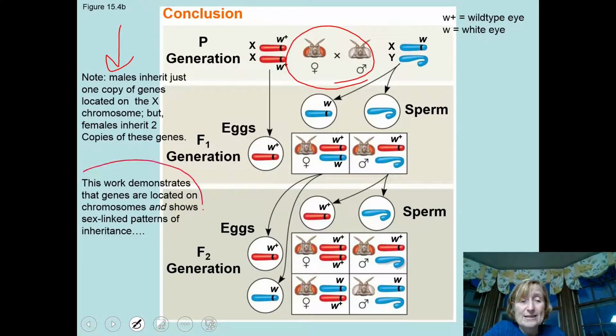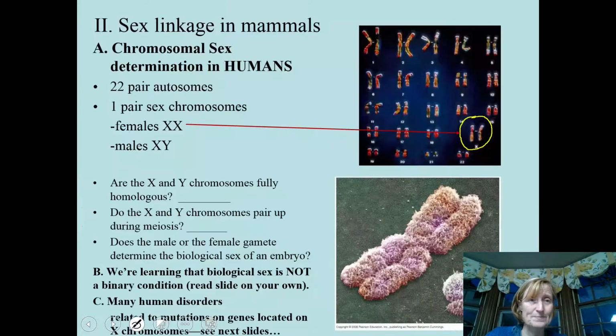What's nice about Morgan's work is that this demonstrates two things. It tells us that genes are probably on chromosomes. It fits with that hypothesis at least. And secondly, it gives us an example of a sex-linked trait or a sex-linked pattern of inheritance. So it was a great study. All right, so now we've got sex linkage, we would call it. And we can talk about genes that are located on the X chromosome as being sex-linked genes.